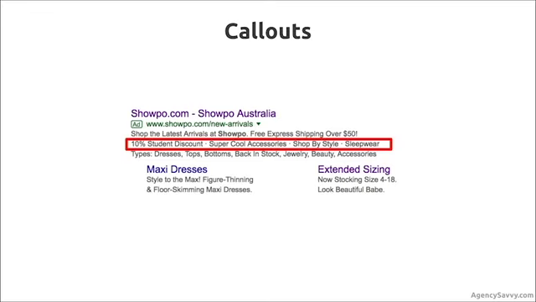Callouts are the ones that you'll see with the little dot in between them here. So there's actually 4 here. 10% student discount is 1. Then there's that little dot. Super cool accessories is a different one. Shop by style and sleepwear.